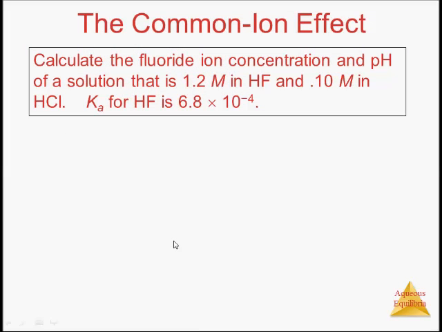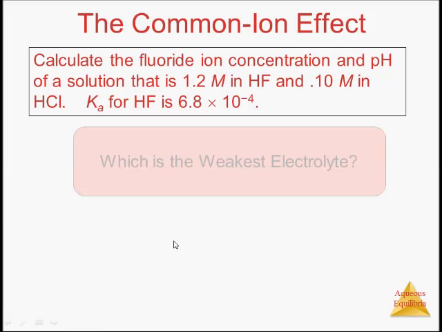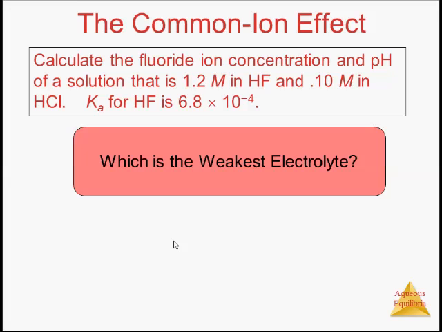Now let's look at another question, and this one is a little bit more quantitative. So here we have hydrogen fluoride, and I'm mixing that with hydrogen chloride. So I have a situation where I have a common ion, the hydrogen ion here. So I want to think, what's my frame of reference? What equilibrium equation do I think of? And remember, the question is, which of these is the weakest electrolyte? Well, hydrochloric acid, of course, is a strong acid, and the HF is a weak acid. So that's my weak electrolyte.